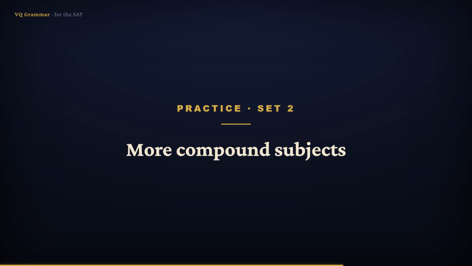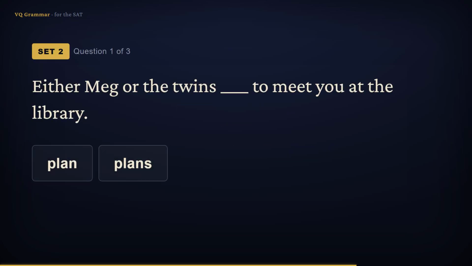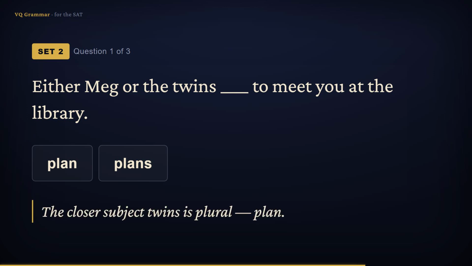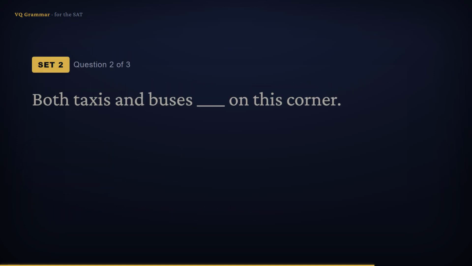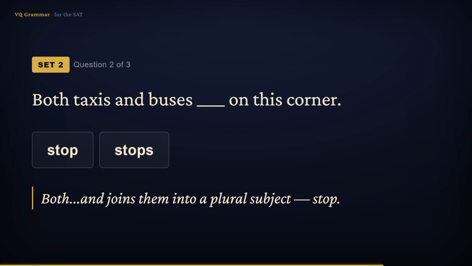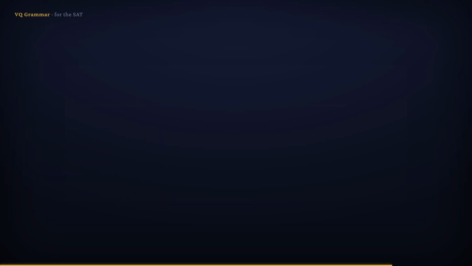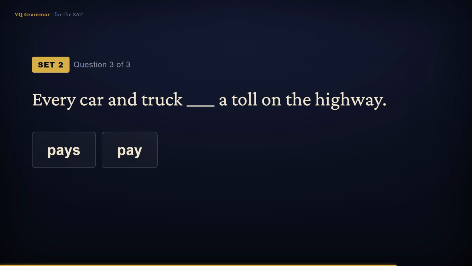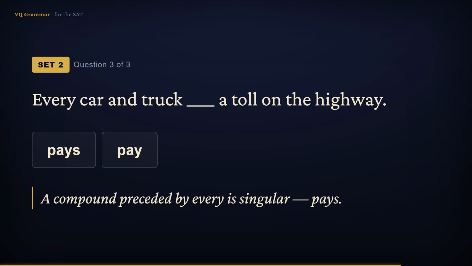A few more. Watch the connector, and for or and nor, look to the closer subject. Pause and try each. Either Meg or the twins blank to meet you at the library. The closer subject is twins, plural, so plan. Both taxis and buses blank on this corner. Both and joins them into a plural subject, so stop. Every car and truck blank a toll on the highway. Every makes the compound singular, so pays.